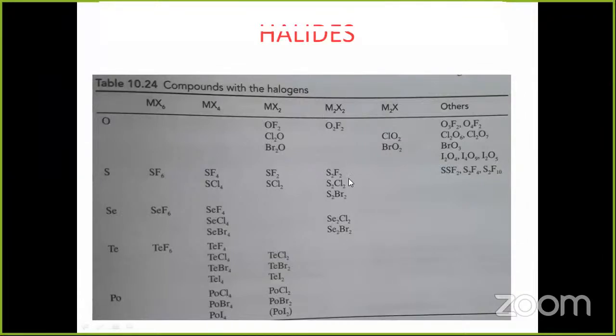S2Cl2 is used in the preparation of mustard gas. In the First World War this poisonous gas was used. S2Cl2 reacts with ethylene to give dichloro diethyl sulfide, which is called mustard gas. Ethylene, CH2=CH2, plus S2Cl2 on heating gives dichloro diethyl sulfide.